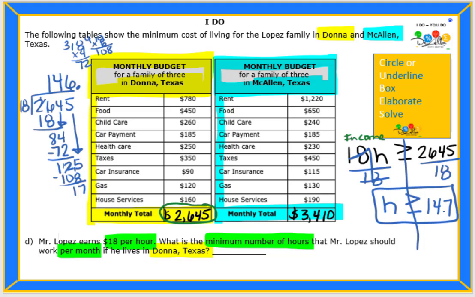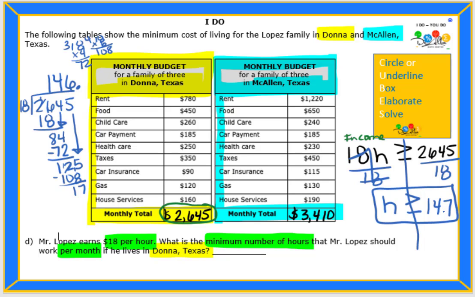Okay. So here I know that if he works 147 hours, he will have enough money to pay all of his expenses. If he works less than 147 hours, he will not have enough money. If he works more, then he will have a little bit of money left over. So we want him to have 147 hours of work or more.